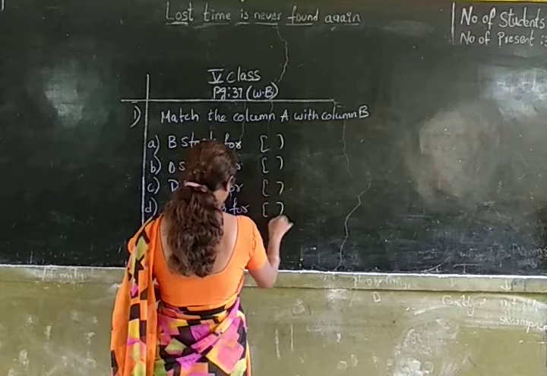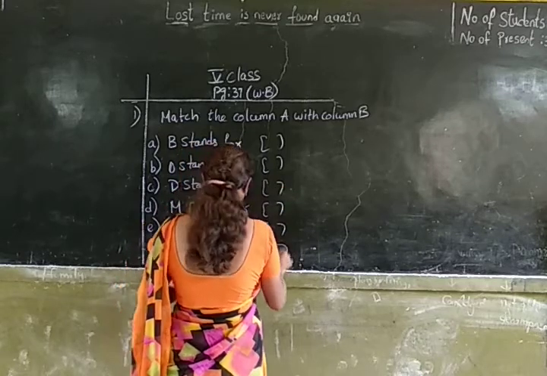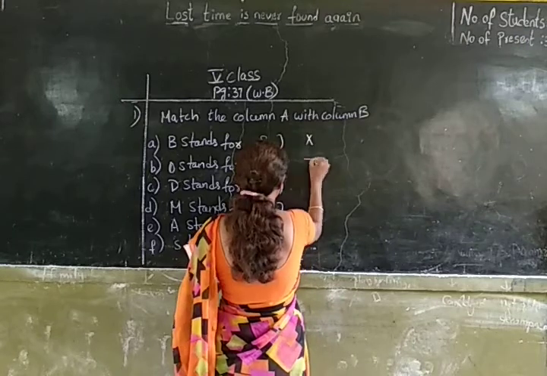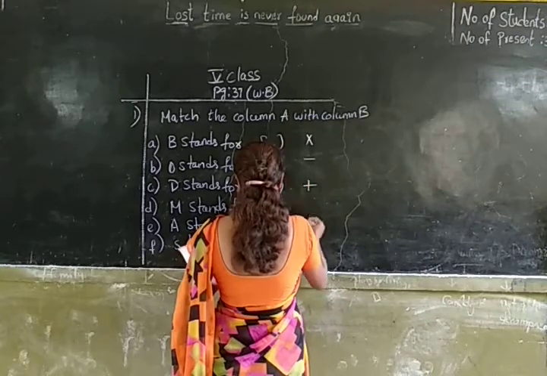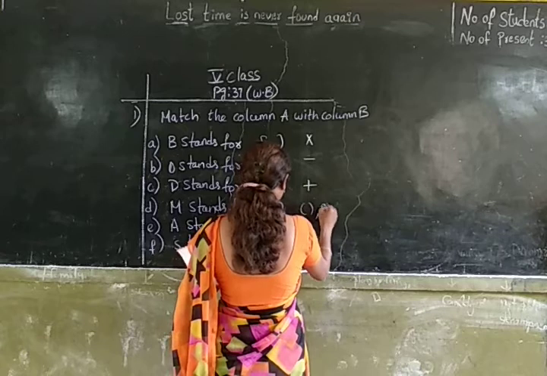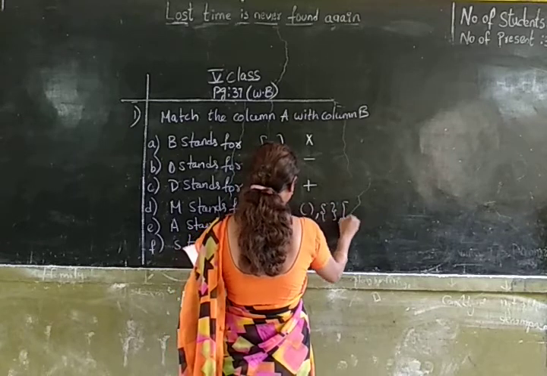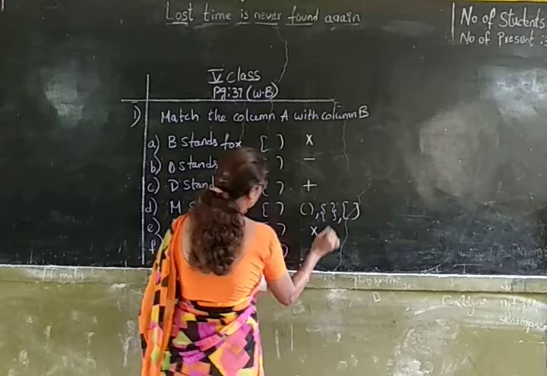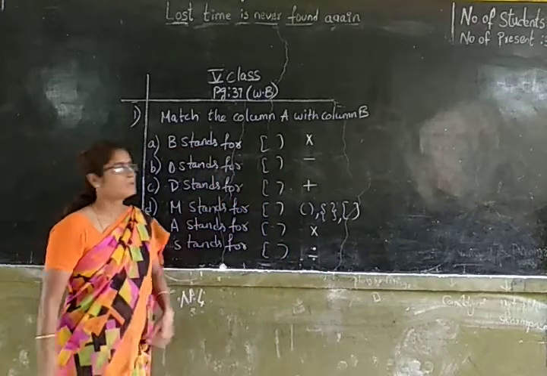The answers are given on the other side of the column. Those are: first one is into, second one minus, third one plus, fourth one brackets, different kinds of brackets, fifth one into, and sixth one is division. So you know the Bodmas rule.